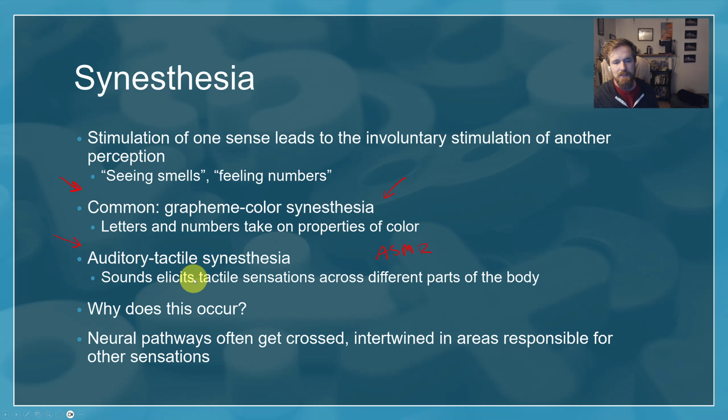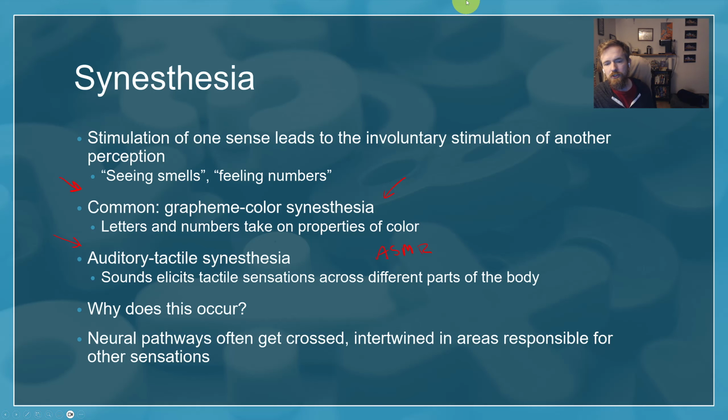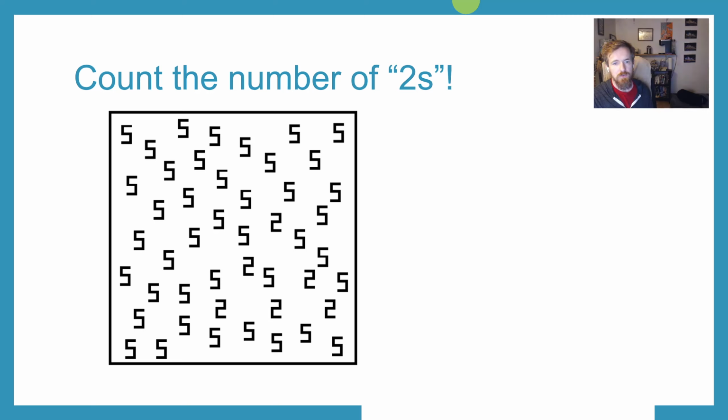So why does this happen? Why does this stuff occur? It occurs because in our brain, we might have some networks that don't commonly talk to each other, that might have a few extra connections, and so whenever that area of the brain is activated, it inadvertently activates the other neighboring area. So I'm going to show you on this screen a list of the number 2, and I want you to count how many 2s you see.